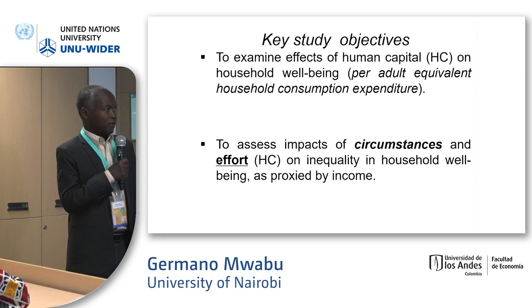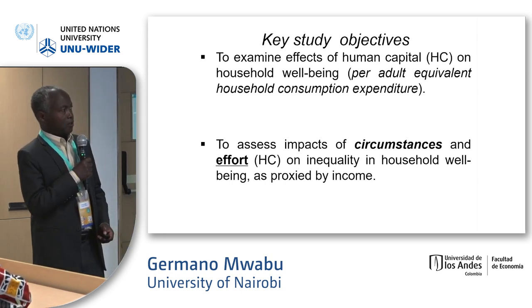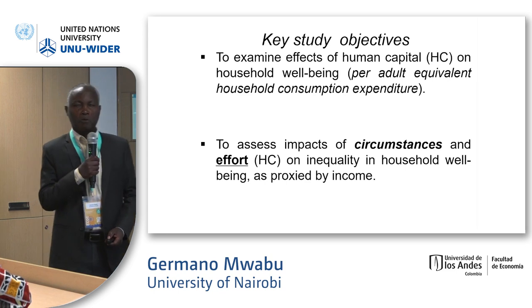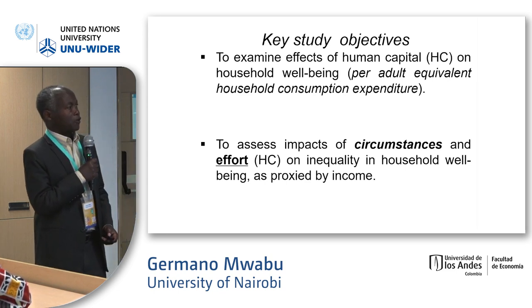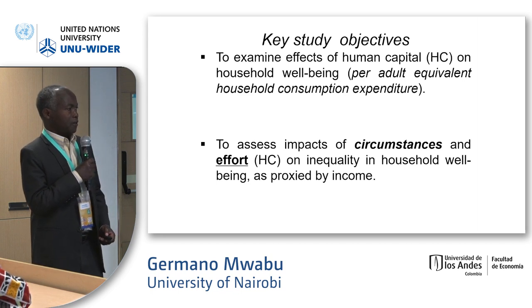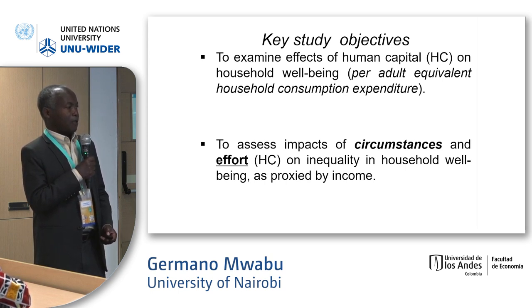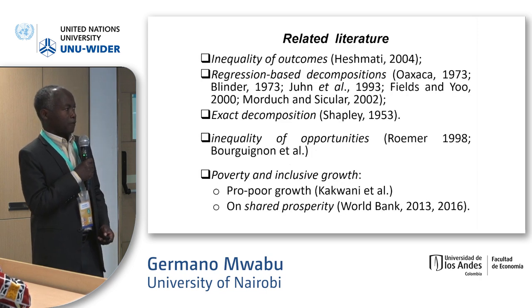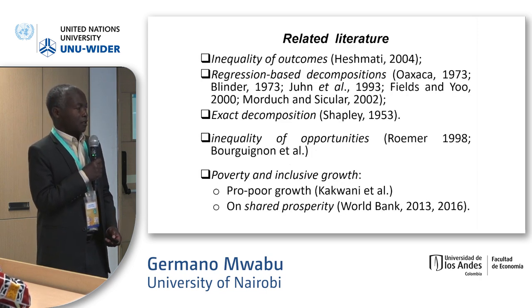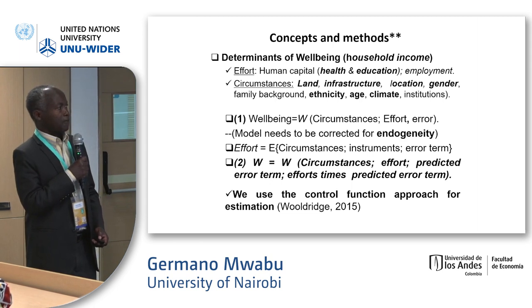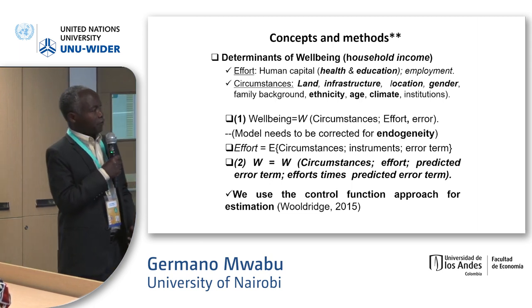So the main objectives of the study are two: to study effects of human capital on household well-being, and we proxy the household well-being by per capita adult equivalent household consumption, and to assess the impact of circumstances and effort on inequality in household income, which is our proxy for household well-being. The literature, we have already heard about it from the contributors in this room, so I will not dwell on that. But on concepts, I will clarify a few things.